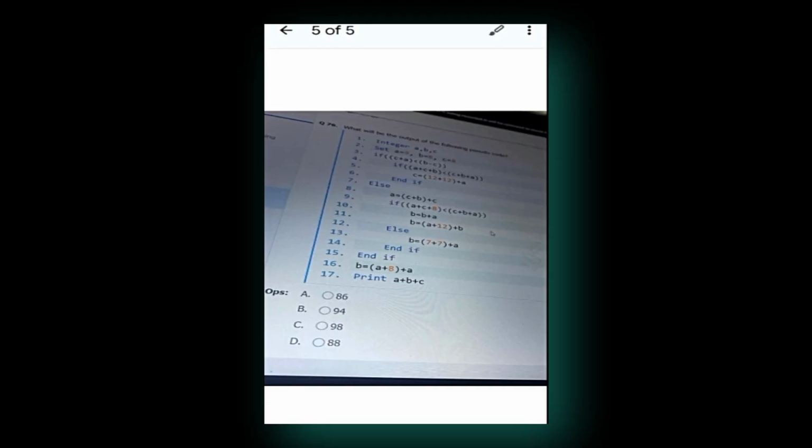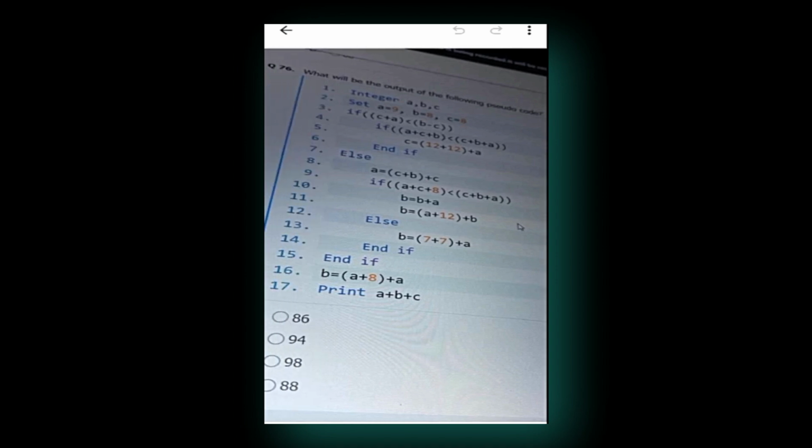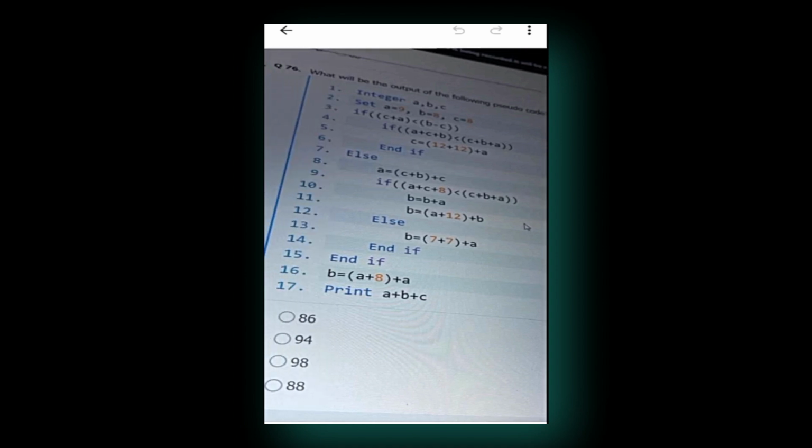Okay, so let me go to the next question, that is this. So this is the last question of today's session. So let's check if this is as lengthy as being shown or not, right? So at first, the values of A, B, and C are initialized, like A is equal to 9, B is equal to 8, and C is equal to 8 as well, right?